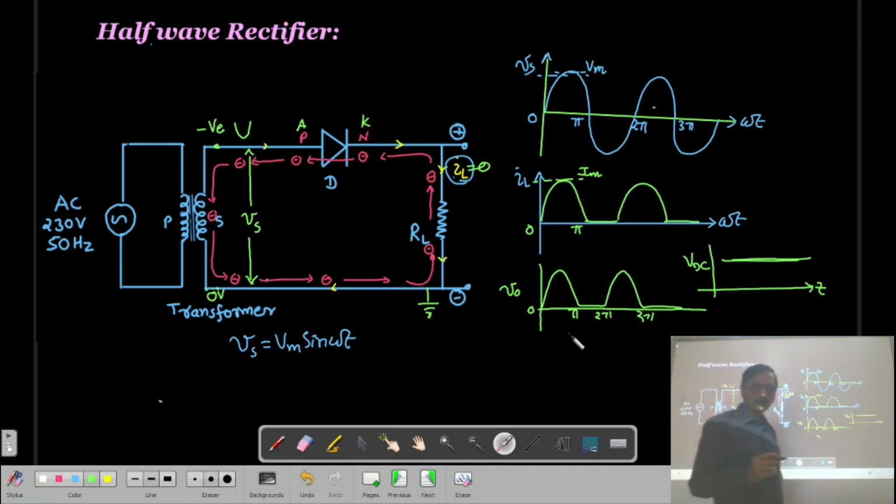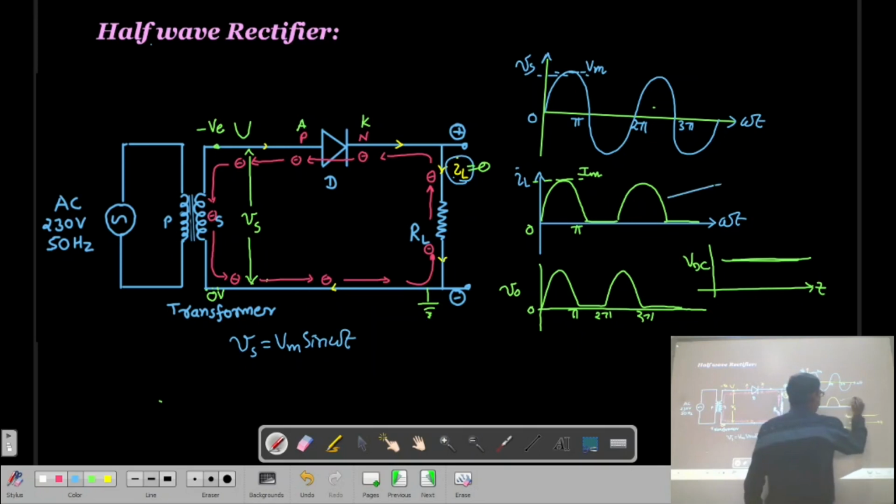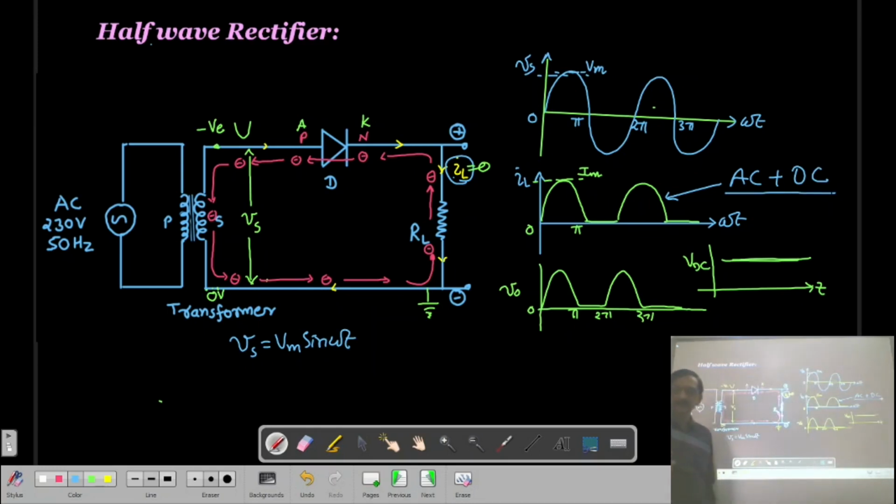So in this way, whatever the output of the rectifier is, it is not a pure AC voltage, it is not a pure DC voltage, but it is a combination of AC and DC. Because in the output voltage, some AC component is present and the DC component is also present. So here we have this output which is a combination of AC plus DC. So remember, the rectifier circuit is not providing a pure DC voltage.